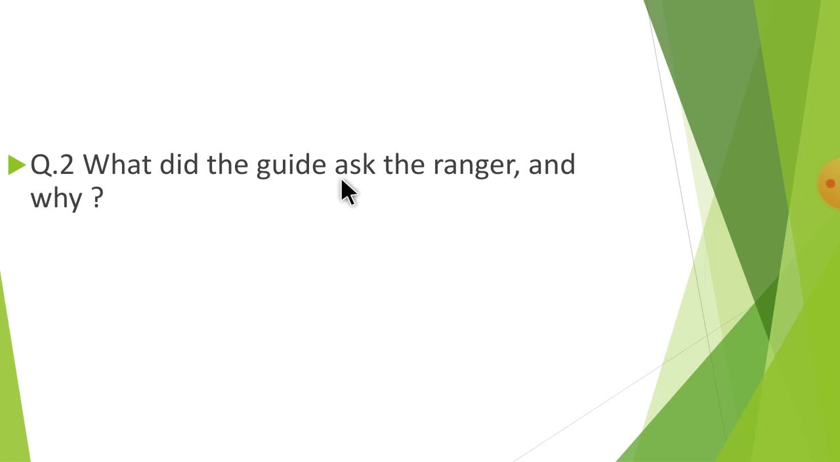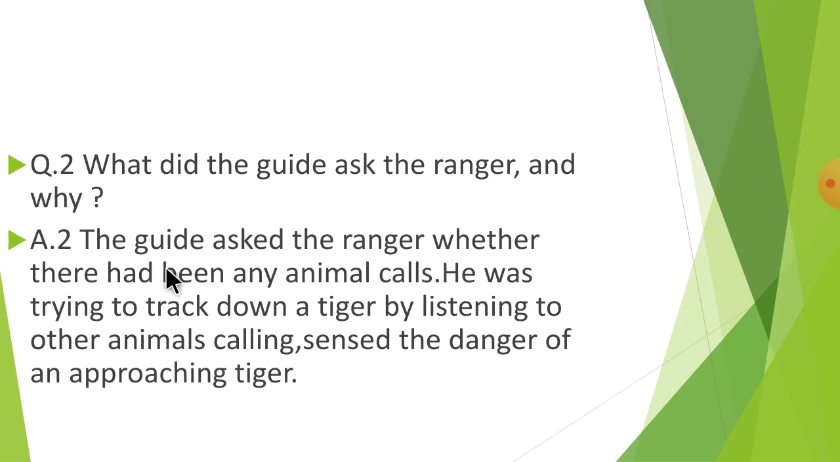Then, question 2. What did the guide ask the ranger and why? Answer 2. The guide asked the ranger whether there had been any animal calls. He was trying to track down a tiger by listening to other animals calling, sensed the danger of an approaching tiger.